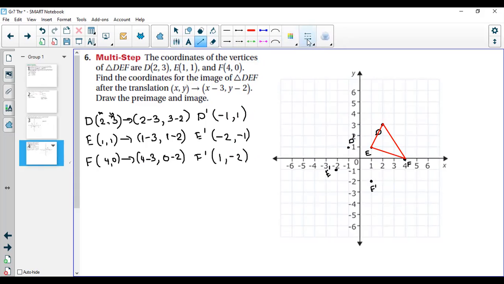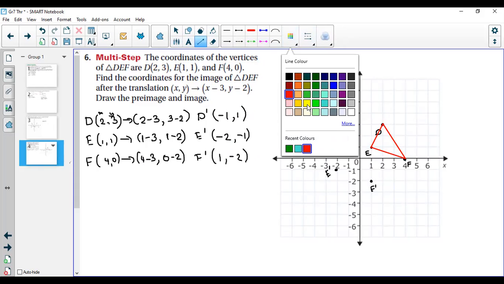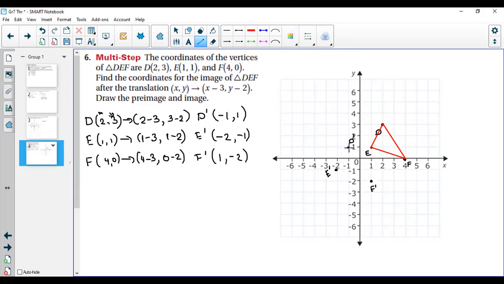Let's join them. So D prime to E prime to F prime, and D prime to F prime. So as already in the question, they have given us that it's a translation. So it has just slid, right? It's just a slide of the figure, we are just moving it away. From here, we moved it across, that's all. So this is how your image and pre-image will look after the transformation.